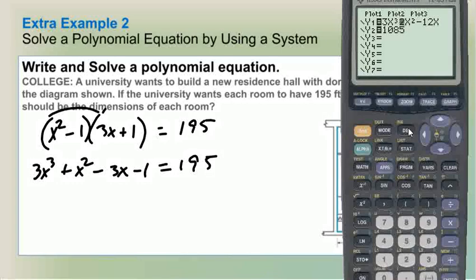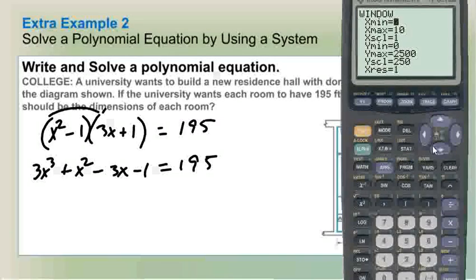So this is plus x squared minus 3x and then minus 1. And this has to be 195. So for the window setting, let's make the y maximum 250. We'll count by 50s. Everything else should stay the same.